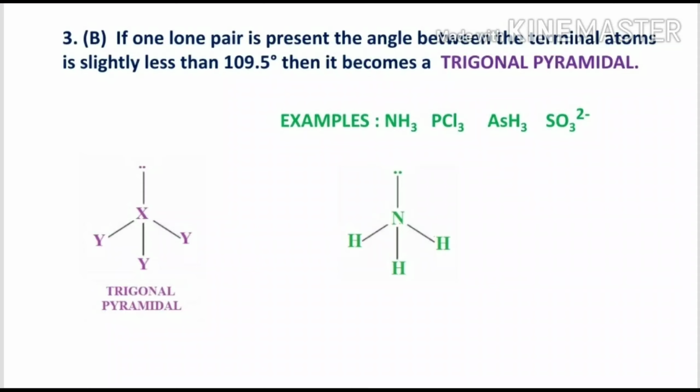This is due to the reason that lone pair-bond pair repulsion is greater. Now one lone pair is present in the hybridized orbitals. No sigma bond is formed there, so it is left as a lone pair. Now the lone pair-bond pair repulsion is very high. Because of this, the angle between the bond pairs is reduced to somewhat 107.3 degrees. So this formation is trigonal pyramidal. The tetrahedral shape is now shifted to the trigonal pyramidal shape for this type of molecules. Some other examples are PCl3, AsH3, SO3 2 minus.